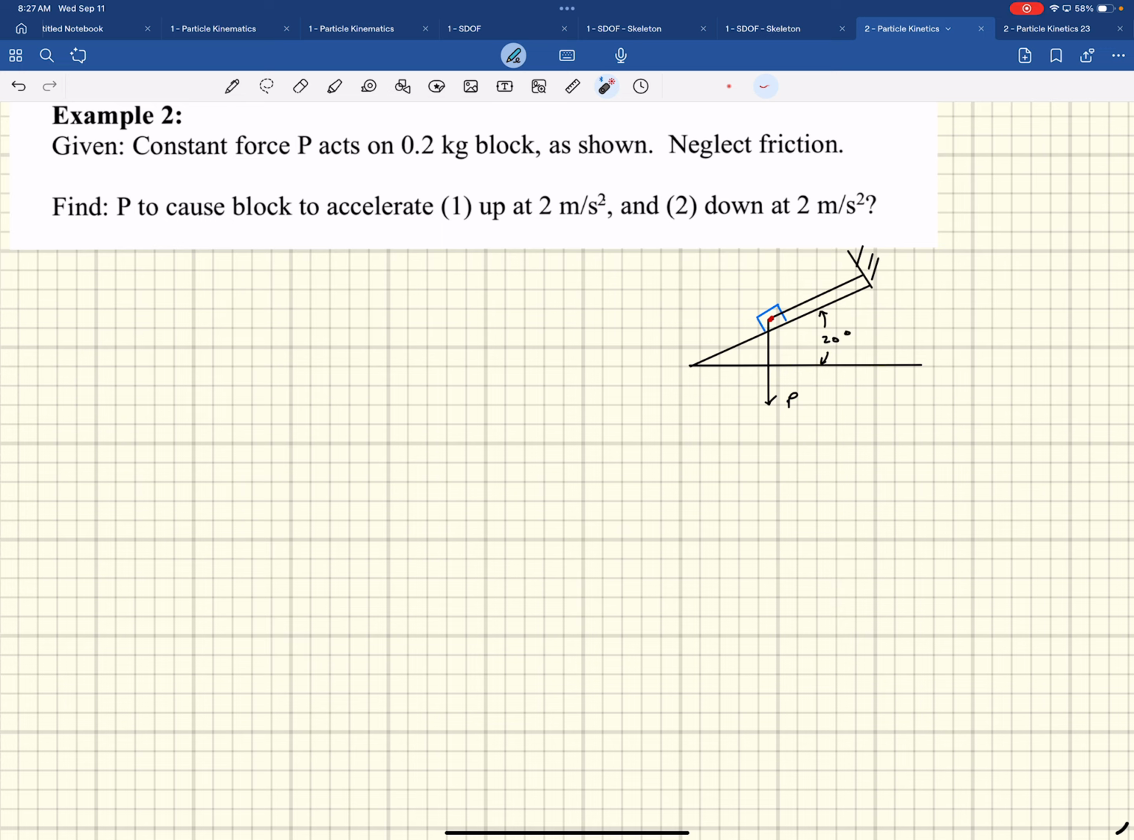In this particular case, it would want to go faster than 2 meters per second squared down if I didn't hold on to that P. It would slide faster than that. But I'm going to hold on to it. And you might be like, oh my God, what do I do? This is more complicated, there's a lot going on. Who cares? Just go back to that procedure and follow it. It's going to lead us there.